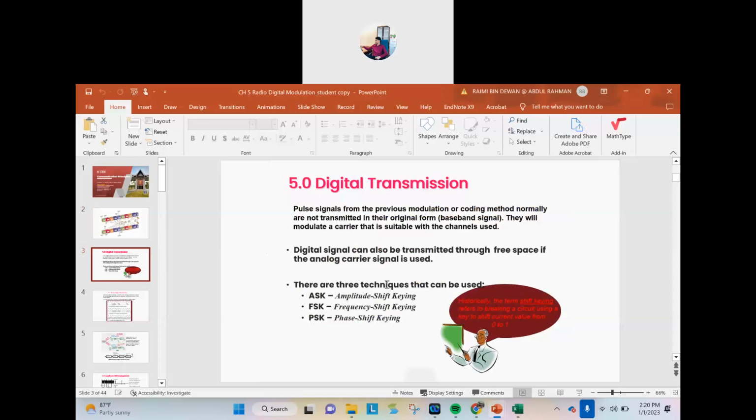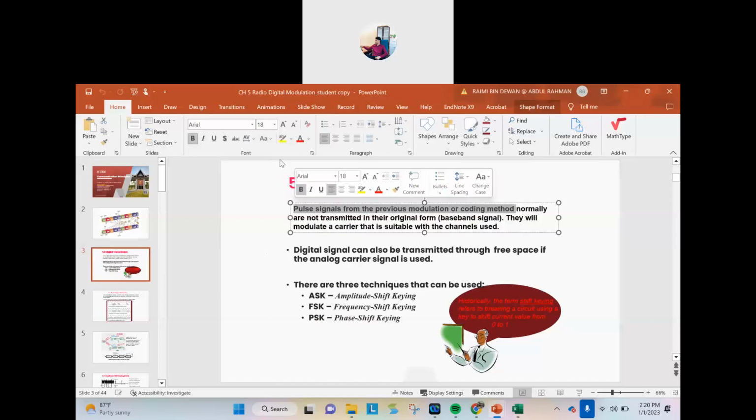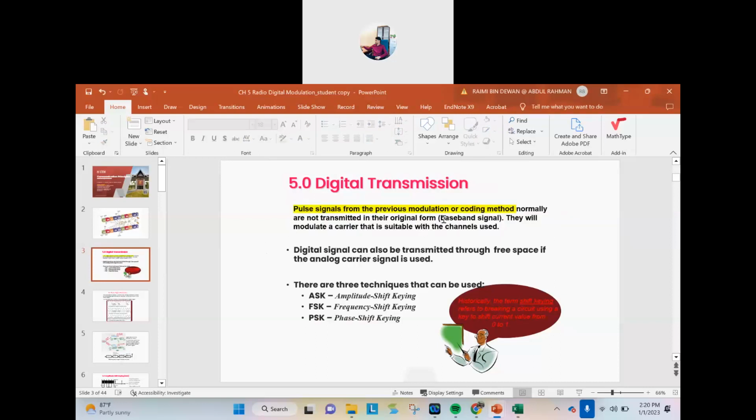So there are three types of technique that can be used. It is pulse signals. We go to here first. Digital transmission: pulse signal from the previous modulation or coding. Remember, we learned about sampling, quantization, and coding. Now is the continuation after that. Pulse signal from the previous modulation or coding method, which previously is chapter 4, normally is not transmitted in its original baseband signal. What does baseband signal mean? It is when we transmit only the information, no carrier.